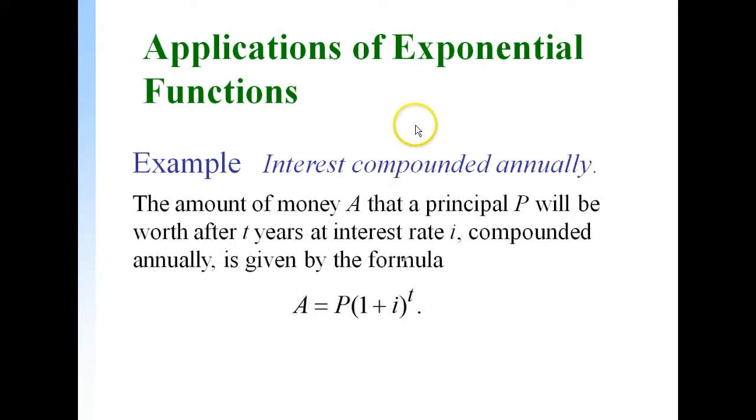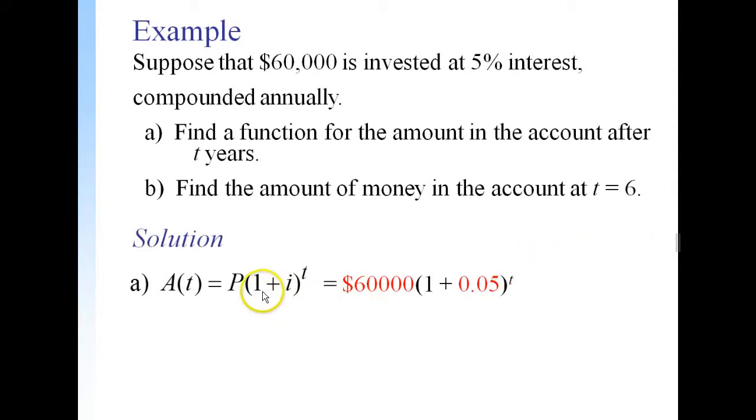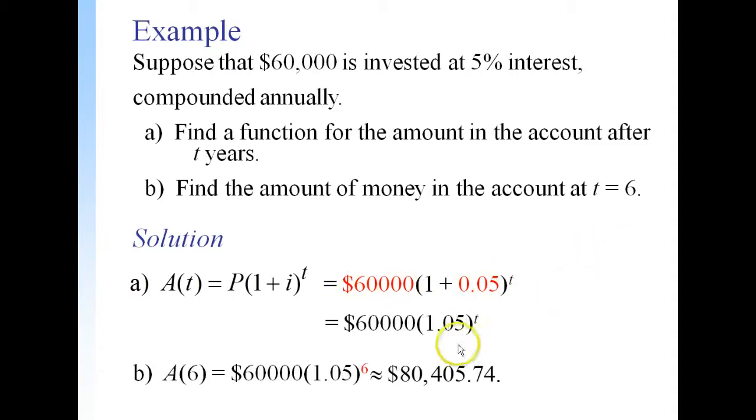Okay. Applications of exponential functions, and that is when interest is compounded annually. Here is the formula. And if you had this much to invest at 5% interest, what would it be after, let's say, 6 years? And you would just put 1 year plus your interest, which is 5%. So this becomes 1.05 to the 6th power, multiply it by this, and you get, wow, after 6 years, your investment is $80,000. You've made 20,000 just by having it at 5%.